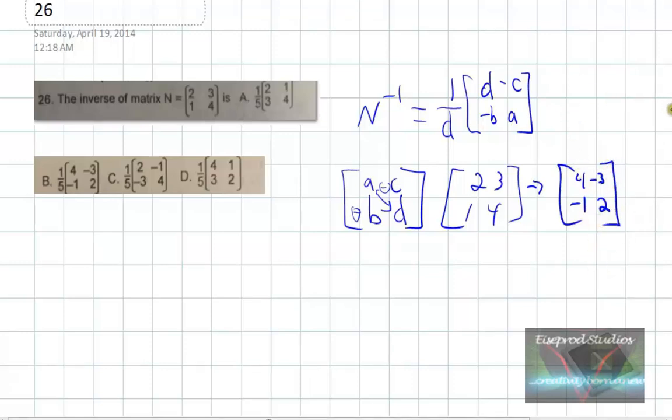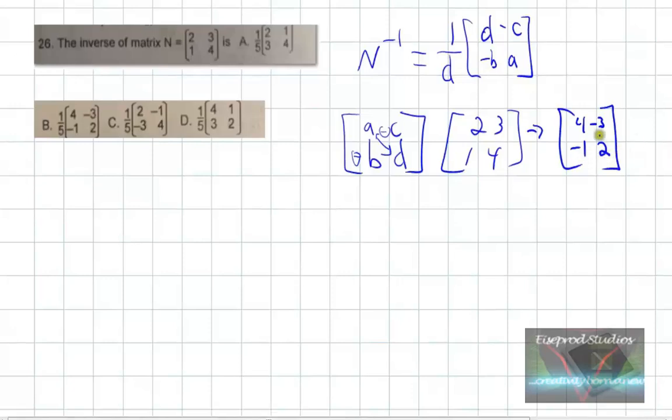So now all we need to do, since we know this part already, is find our determinant. Although you could figure that out by taking a look here, and we're going to see that our determinant is probably going to be 5. And so let's figure that out, just to be sure. 2, 1, 3, and 4.